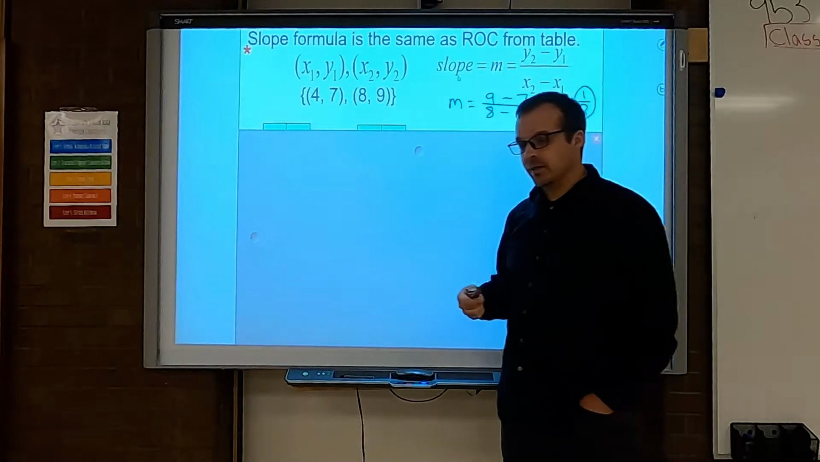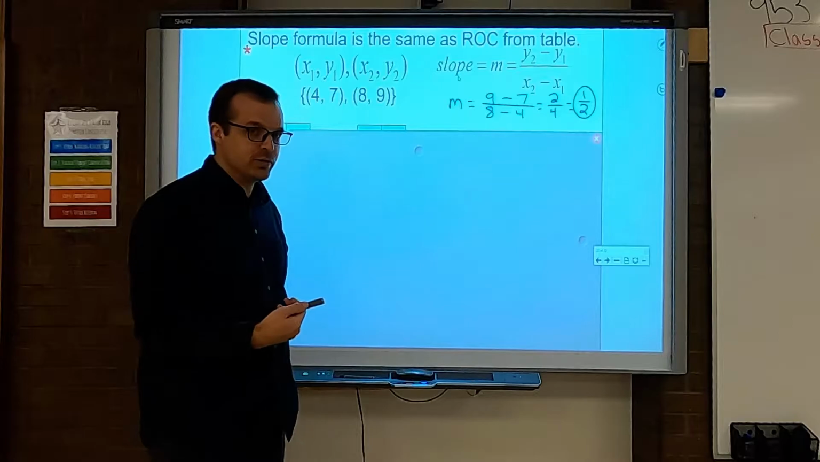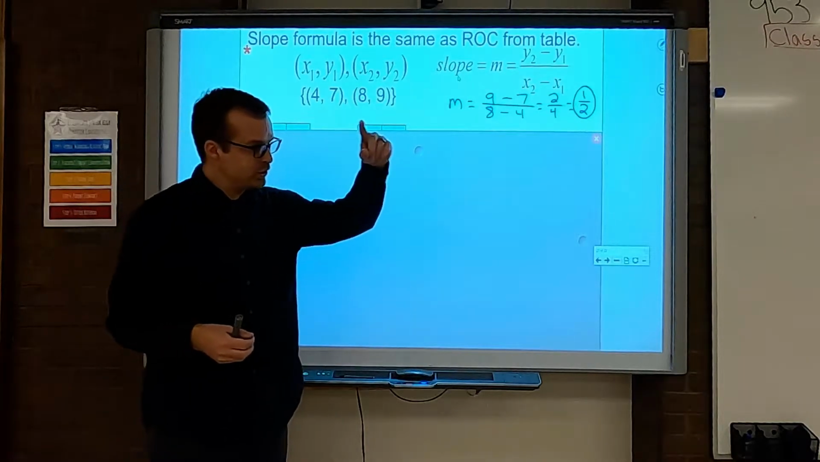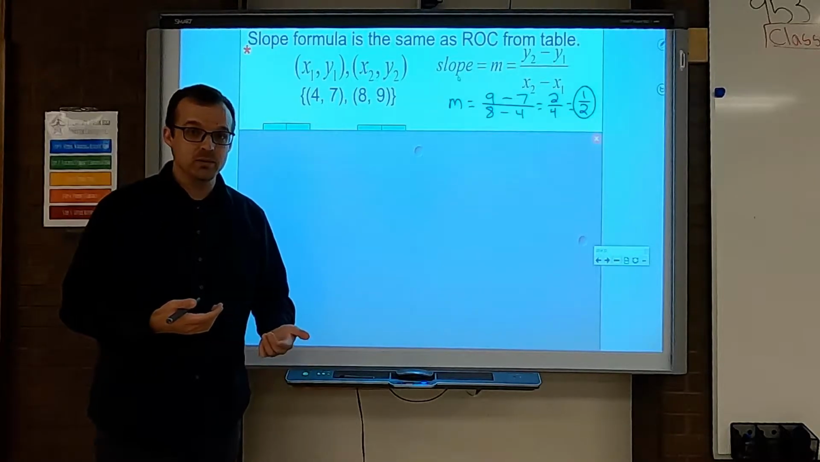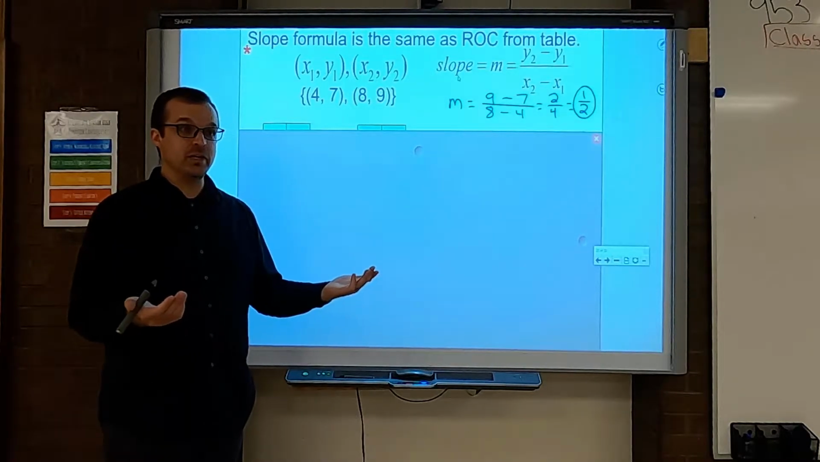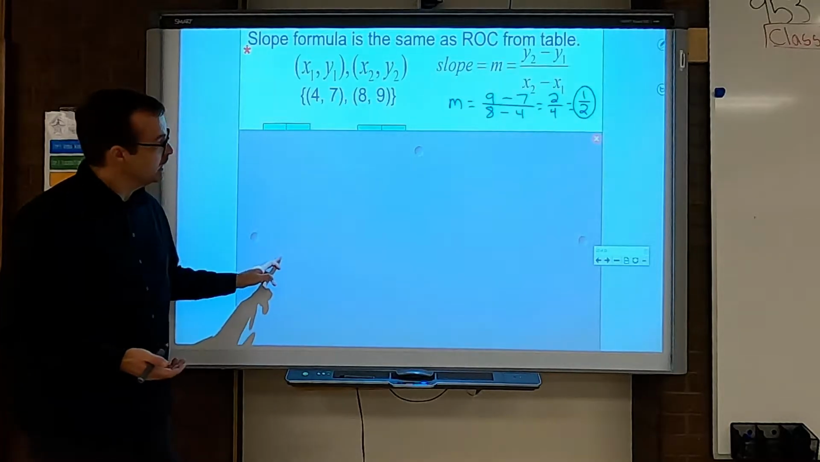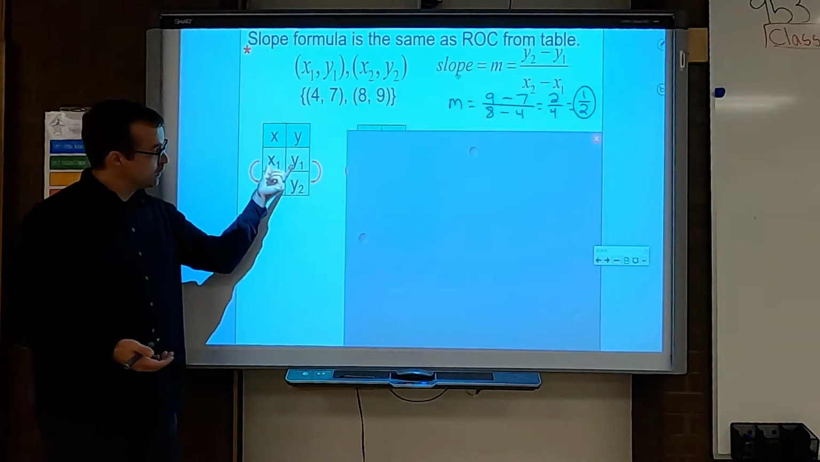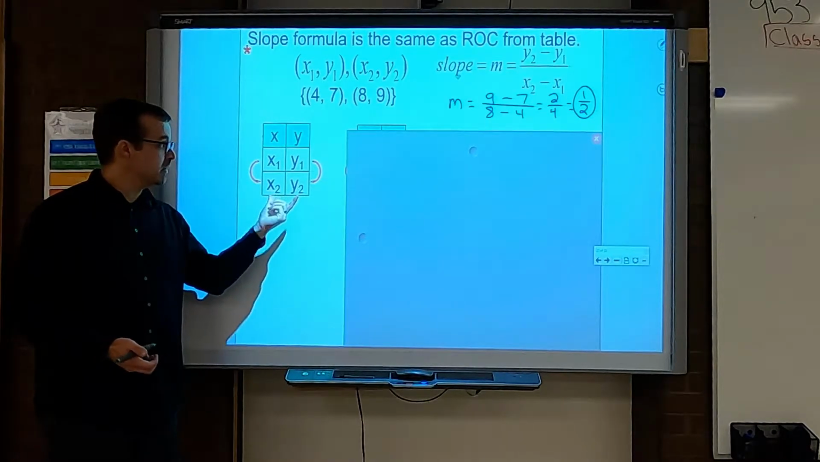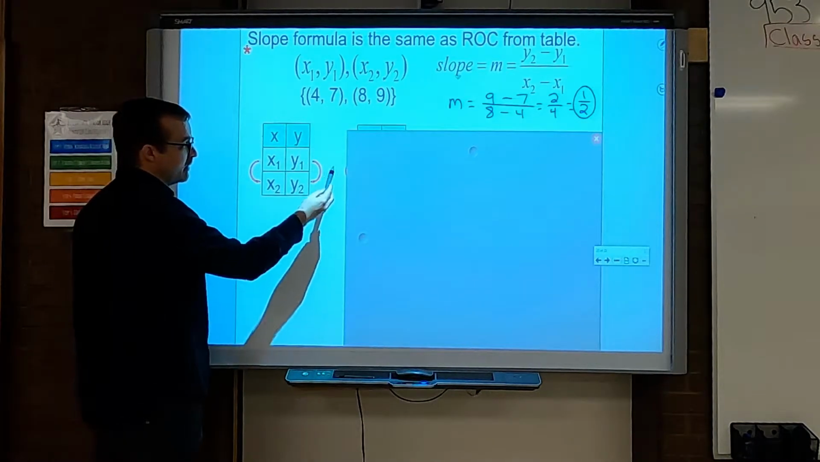But here's another way we can look at it. Since we already know what rate of change is, and we already know how to use tables, we find the change in y over the change in x, we can actually put these two ordered pairs into a table and then just find the rate of change. And rate of change is the same thing as slope. So what I'm saying is I've got x1, y1, x2, y2, my first ordered pair and my second ordered pair, and I'm just saying, okay, how can I find the slope here?